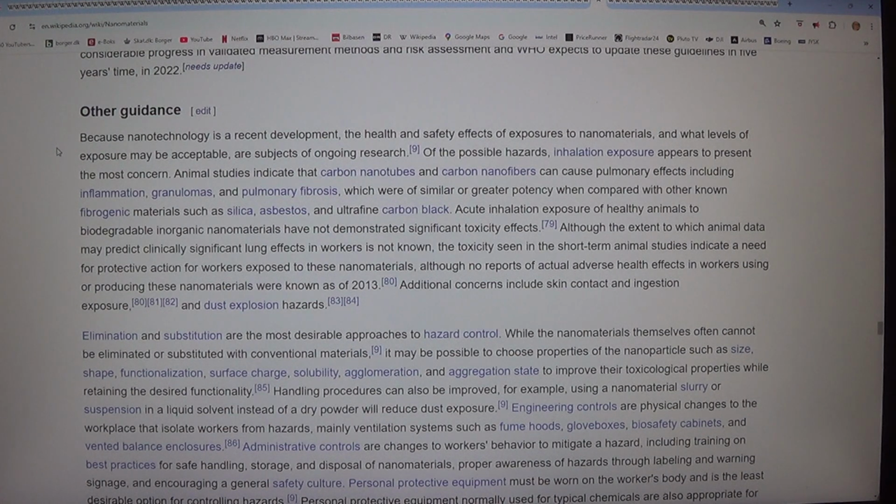Animal studies indicate that carbon nanotubes and carbon nanofibers can cause pulmonary effects including inflammation, granulomas, and pulmonary fibrosis, which were of similar or greater potency when compared with other known fibrogenic materials such as silica, asbestos, and ultrafine carbon black. Acute inhalation exposure of healthy animals to biodegradable inorganic nanomaterials have not demonstrated significant toxicity effects.